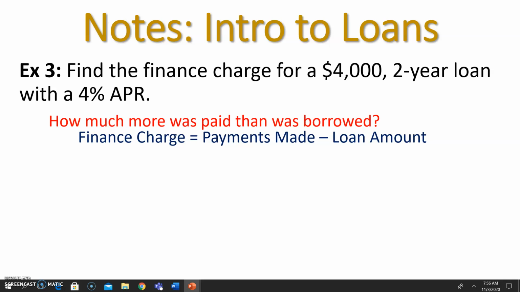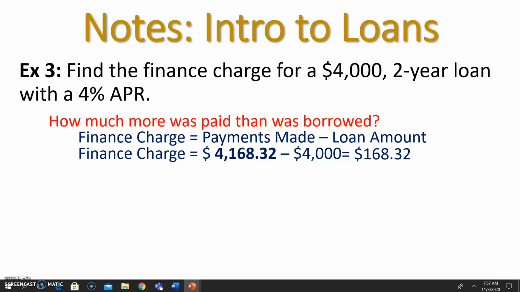Well, we know we were loaned $4,000, and on example 2, we saw that we were making $4,168.32 in total payments. So the difference between these is $168.32. That is our finance charge, the amount we paid more than what we borrowed.